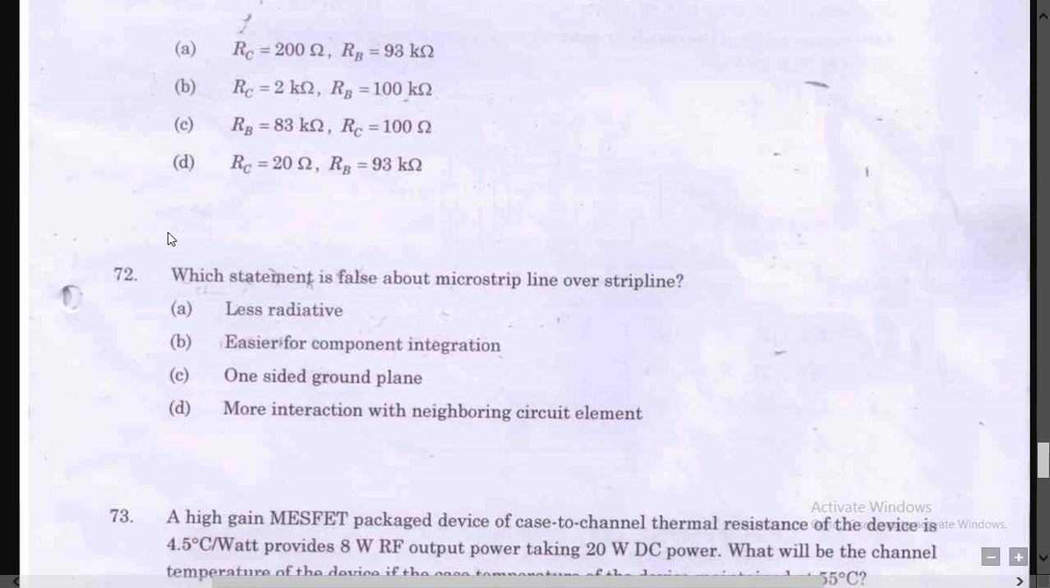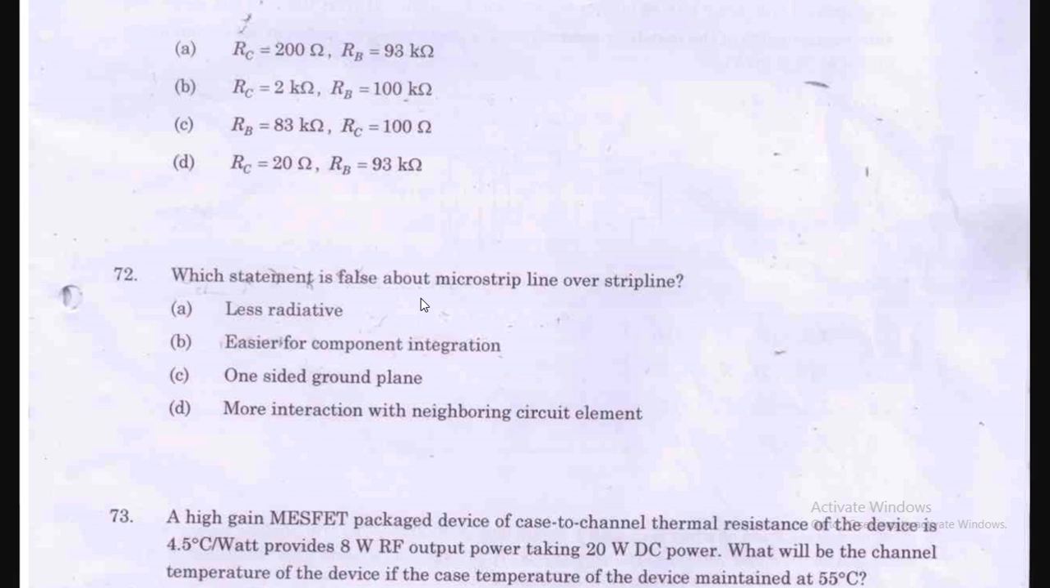So in question number 72, we have to find out which statement is false about the microstrip line over the strip line. So this is the first point. If you have a little bit of knowledge regarding the microstrip line, then it is less radiative. That is why microstrip antennas are used in our mobile and cell phones, etc. So option A, less radiative, will be the appropriate answer, which is already given here.